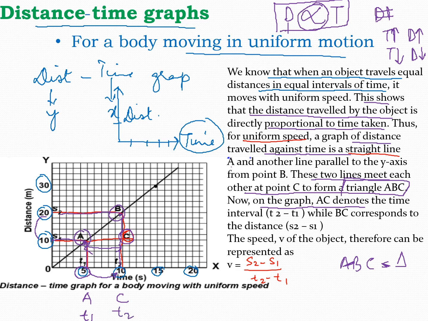And in the same way, BC is how much? BC is from S1 to S2. This distance is your BC. So the speed of the object can be represented by V, which is equal to speed. Speed is equal to distance by time. Now distance here is how much? Distance is S2 minus S1 by time. Time here is T2 minus T1. Clear?